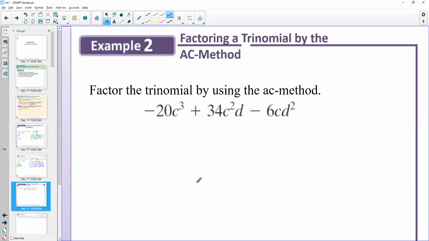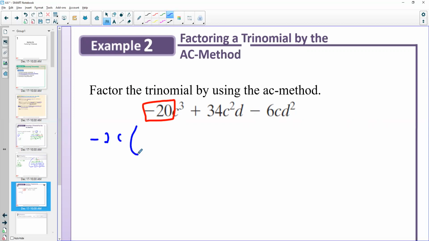Okay, let's try another. Look at this one, super ugly, but here's the thing. Do you notice anything? There's a lot of common terms in here, aren't there? So we should be able to factor out the common term first. Let's get rid of what's common. Okay, so I see everybody's got at least one C. Not everybody has a D, so I can't take that out. Everybody's divisible by 2. So I'm actually going to take out, interestingly, it's always helpful to have this first term be positive. So I'm going to take out a -2 and a C. So let's pull out -2C.